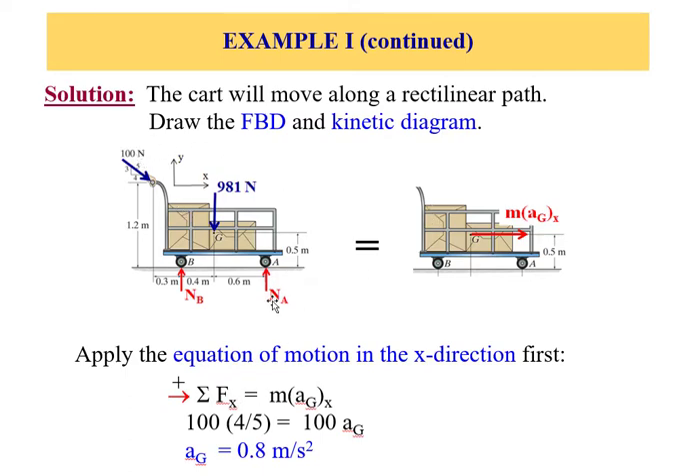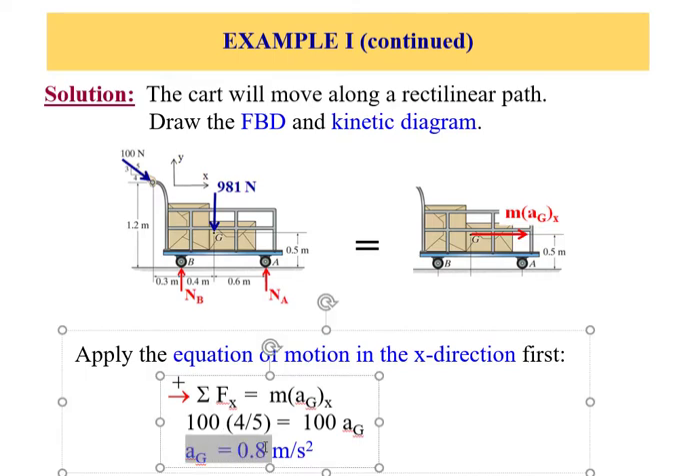all these components. Luckily, we only have one component, 100 Newton multiplied by the cosine of the angle, which is 4/5, is going to be equal to the mass times the linear acceleration measured at the center of gravity in the x direction, which again is unknown. We can leave it as AG because that's the only acceleration. And you solve that, you get the acceleration.